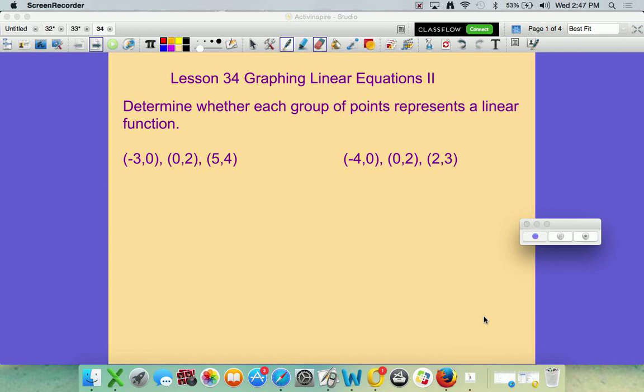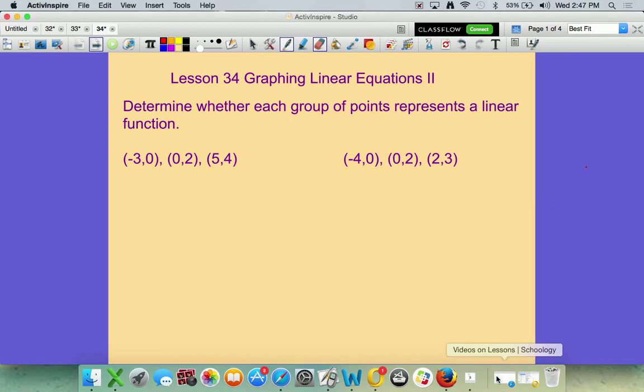Lesson 34 is graphing linear equations 2. Obviously, we've already done that. This year, we're just going to do it a little bit further. All right, determine whether each group of points represents a linear function.